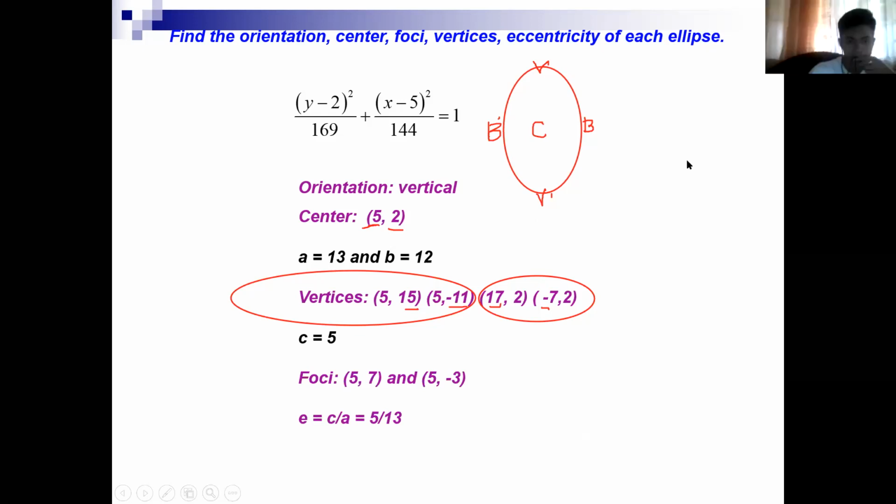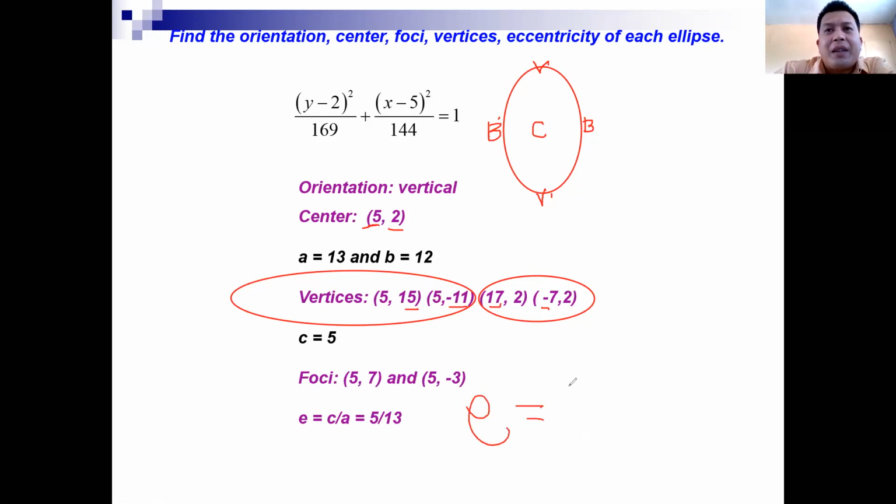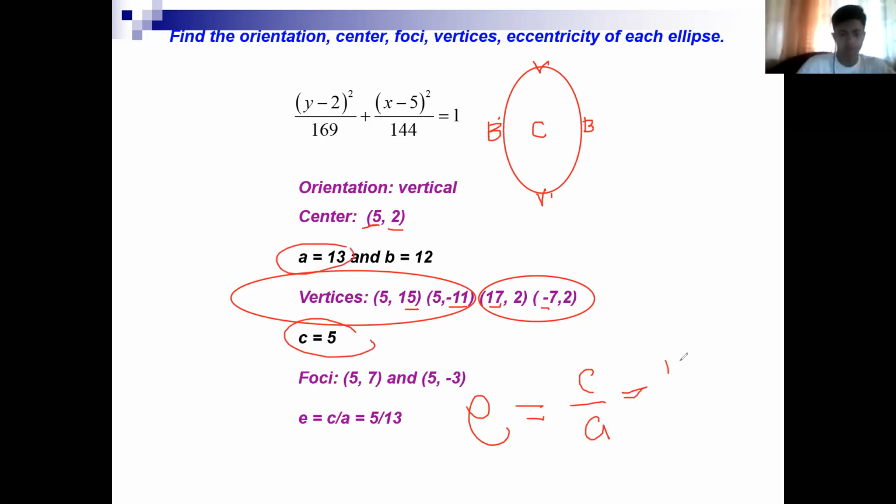Sir, yun sa pag-find ganit sa NGCT, sir? Eccentricity over 13? Yes, sir. Formula na sila. Eccentricity is equal to C over A. That's the formula. And then we have the value of your C and your A. So, i-substitute mo lang. Okay, sir. 13 over 5.